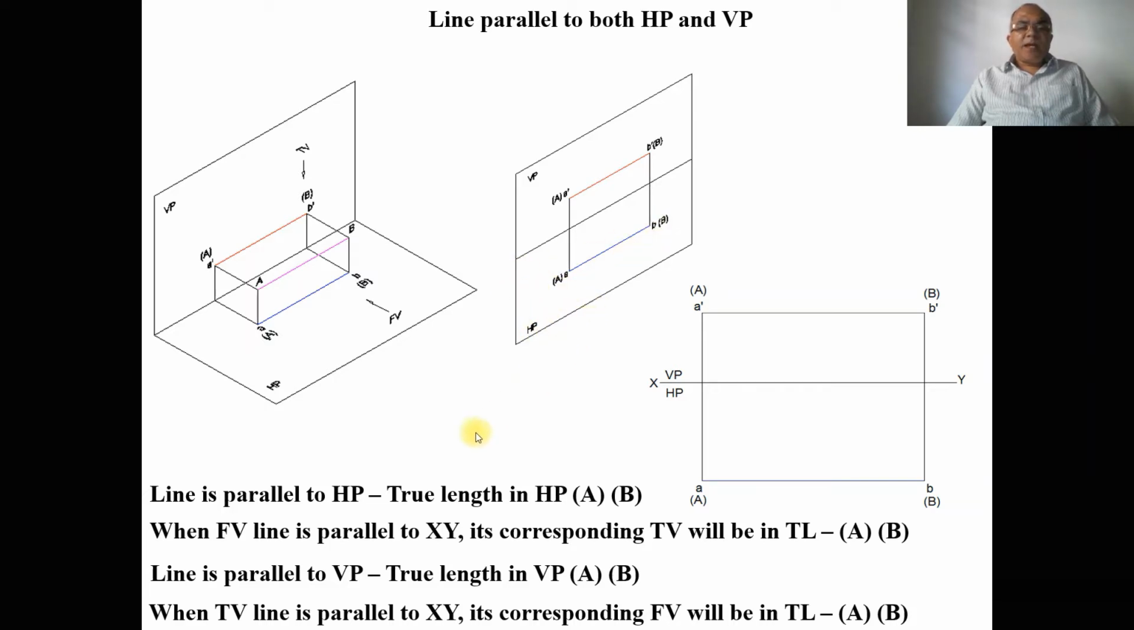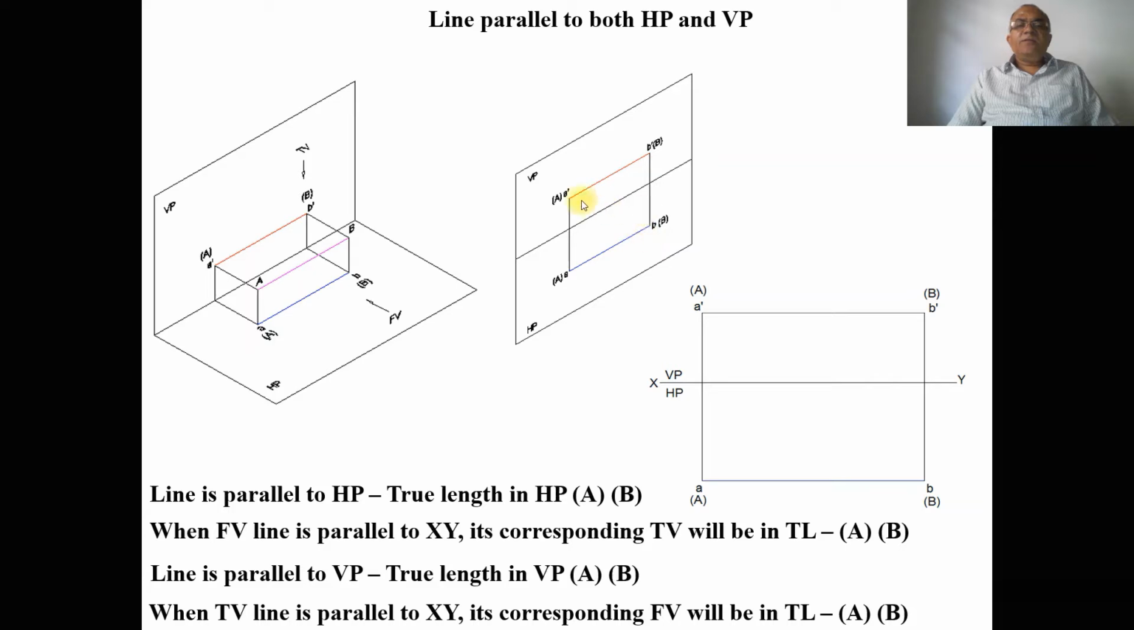Similarly, when the line is parallel to VP, when the two points A and B are at equal distance from the vertical plane, it is parallel to VP. Then we can see the true length in the vertical plane, which is A dash and B dash. So this is capital A and capital B. So when the line is parallel to VP, we can see the true length in the vertical plane.